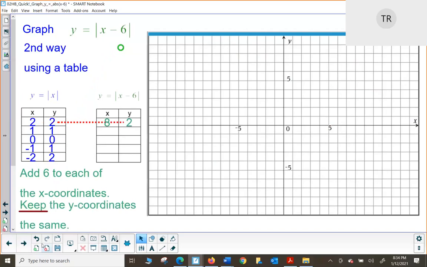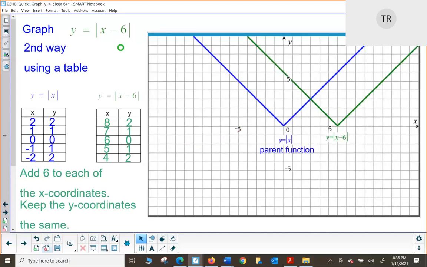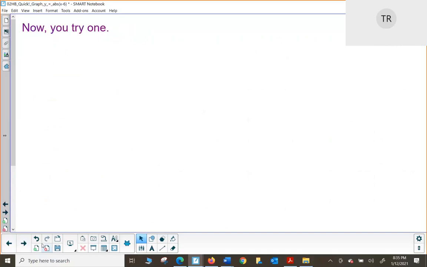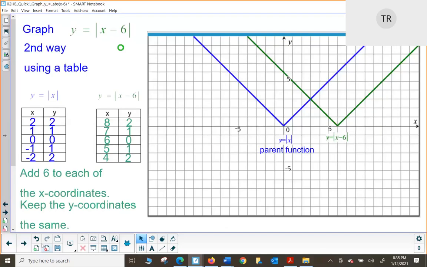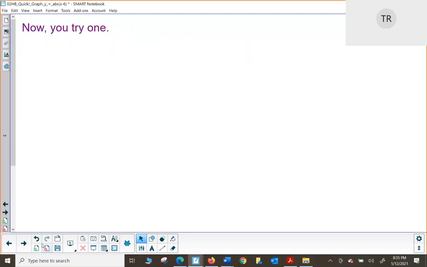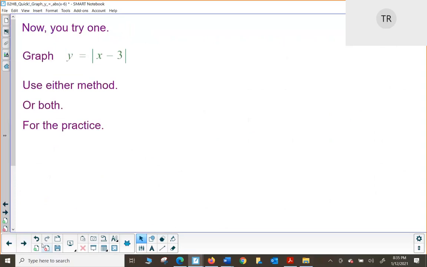And so I'll plot (8, 2). 1 plus 6 is 7, keep the 1. Plot (7, 1). 0 plus 6 is 6, comma 0. I think you can figure out the rest. We have 5 points that make our V. Go ahead and connect the points. I always like to compare it to the parent function, just so that they can see what's going on there. And as always, now you try one, and this one's going to be this one.